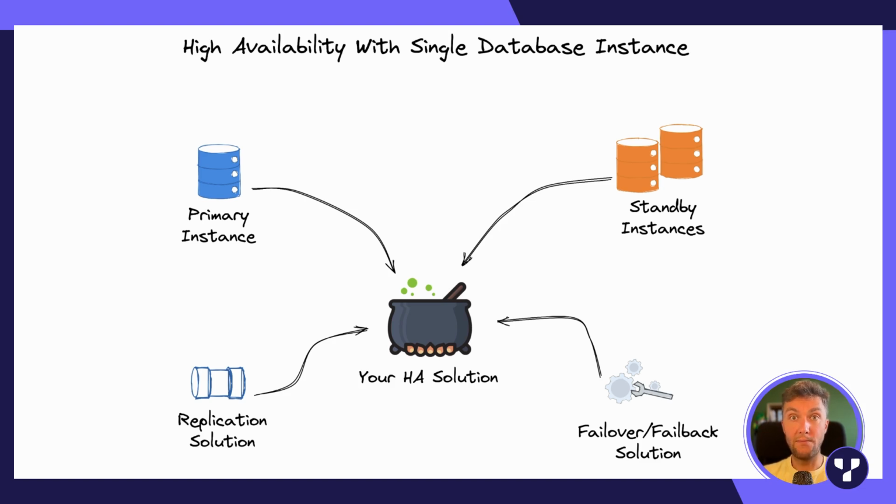So let's talk about the first deployment option. When you have a single primary instance of Postgres and you want to make it highly available, how do you approach it? First, you need to add standby instances. Also, you need to use some solution to replicate changes from the primary to the standby. And when we are talking about the failover and failback solutions, generally speaking, you don't want to do everything manually. You might have some manual procedures, but in the ideal world, you want to automate everything as much as possible.